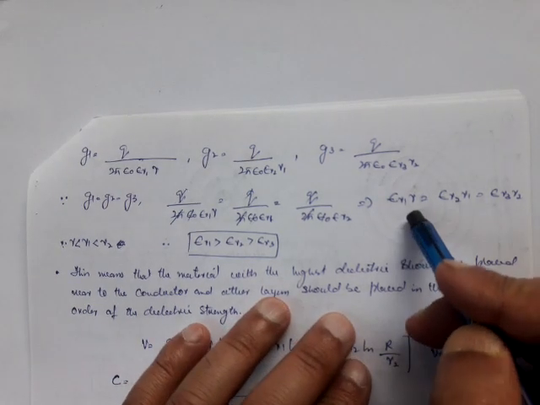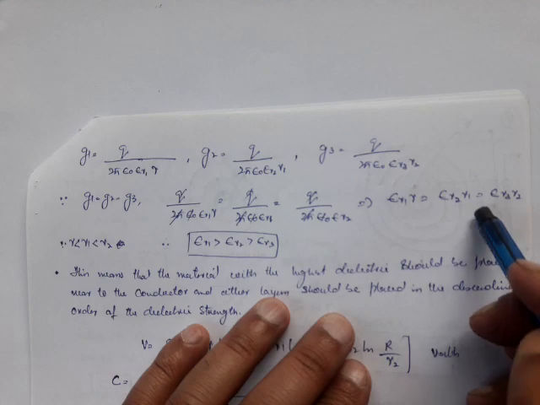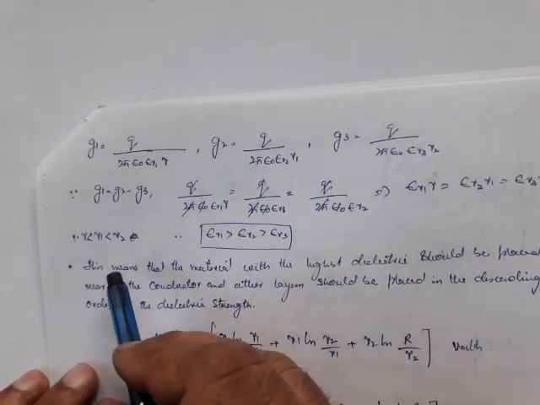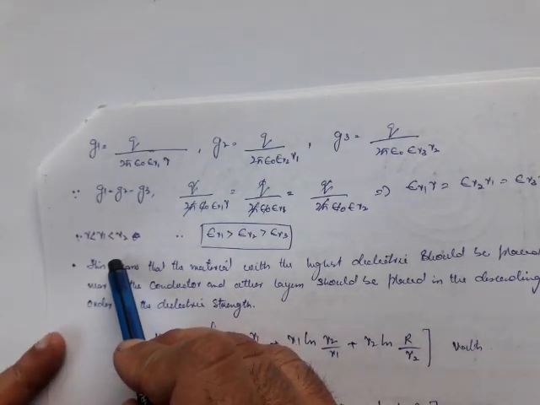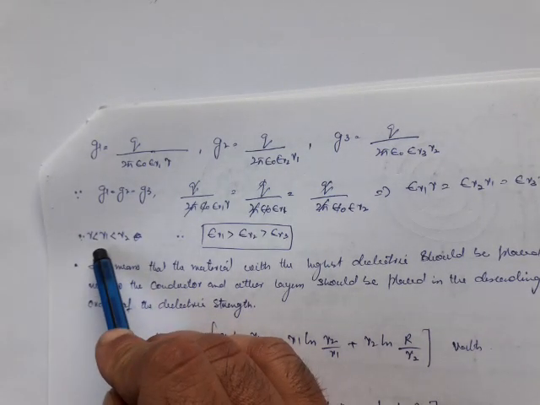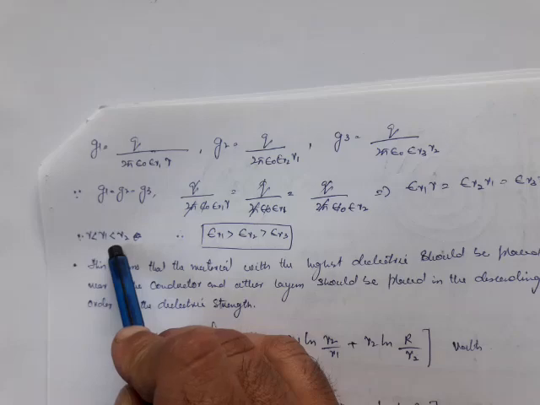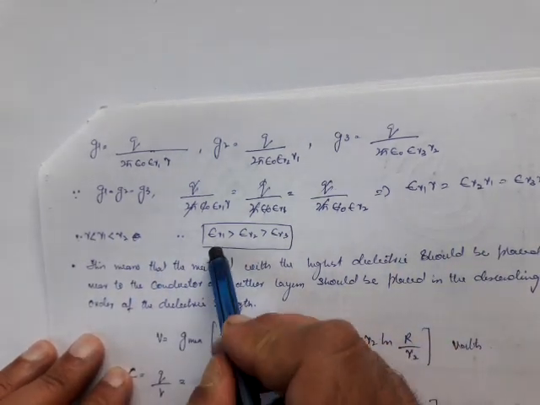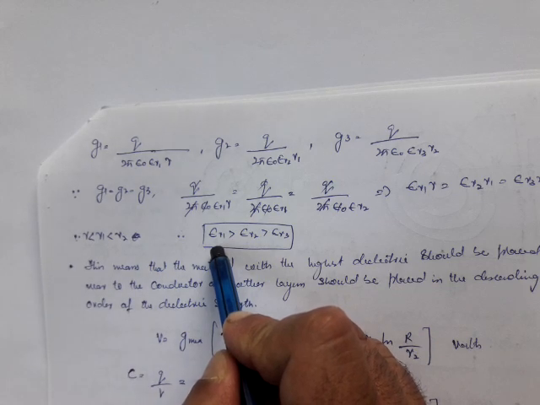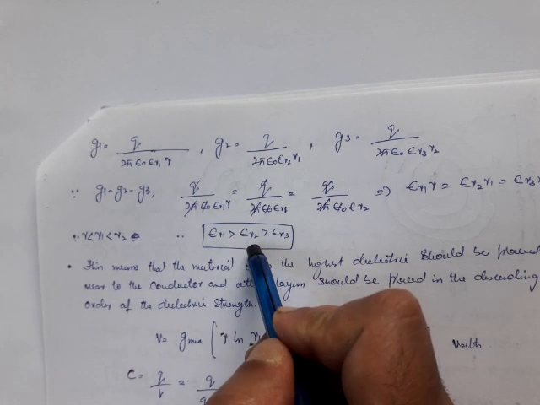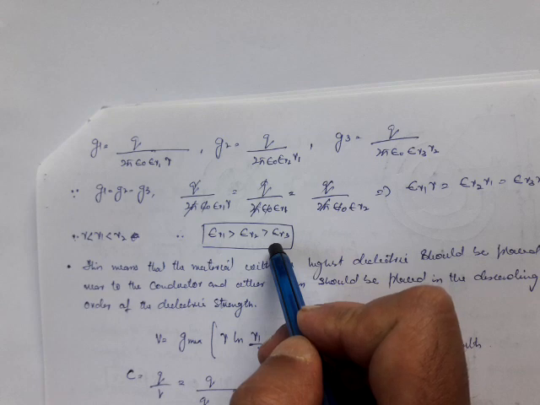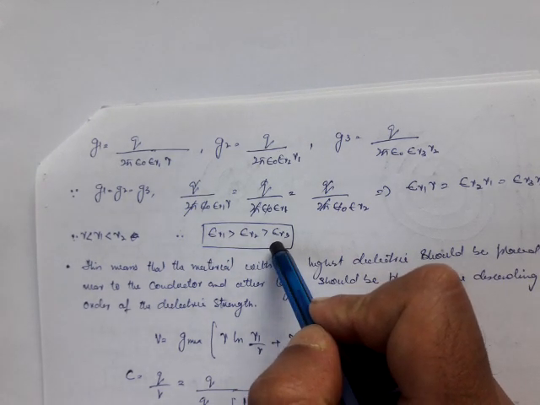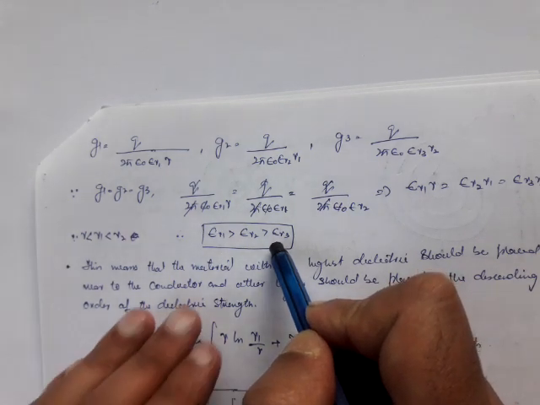That is ER1 into R is equal to ER2 into R1 is equal to ER3 into R2. Since we know that this R, that is the radius of the conductor, is smaller as compared to the radius of the first dielectric material than the radius of the second dielectric material, it means the permittivity of the first material should be greater than the permittivity of the second material and the third material. Since we are using three layers, we get the equation for 3.